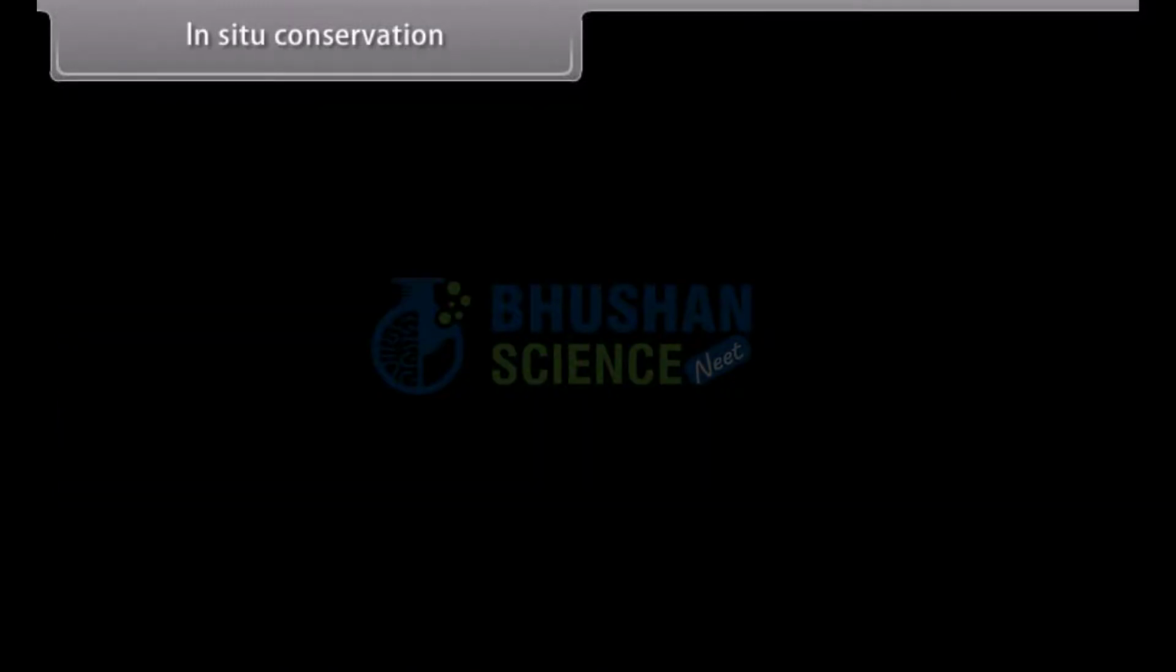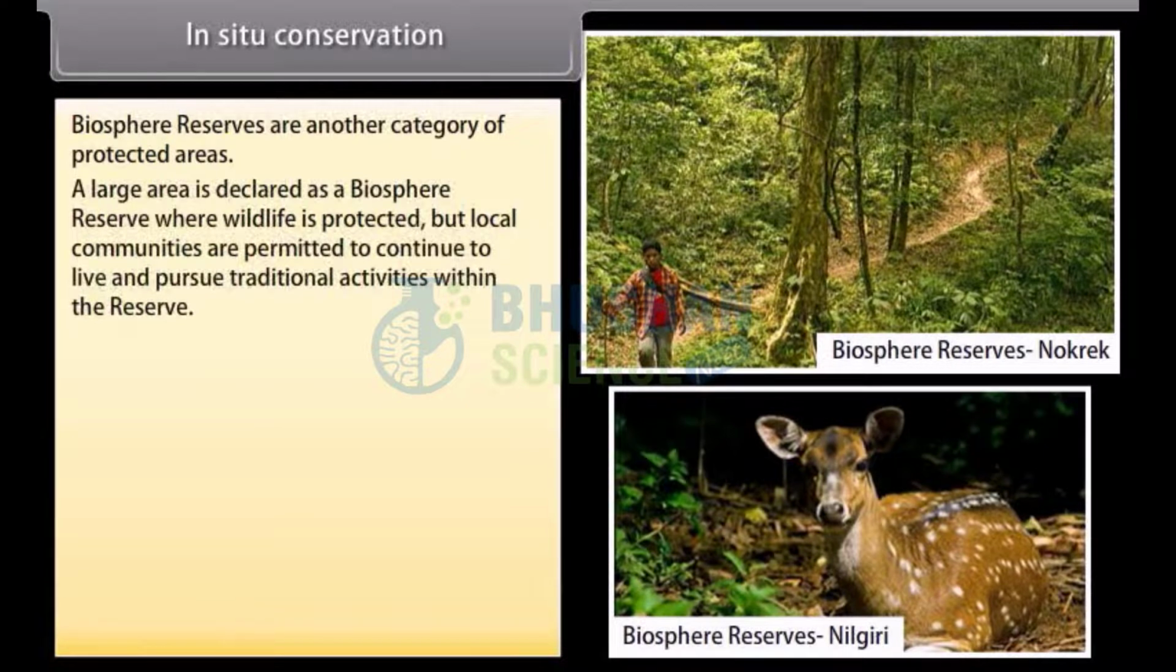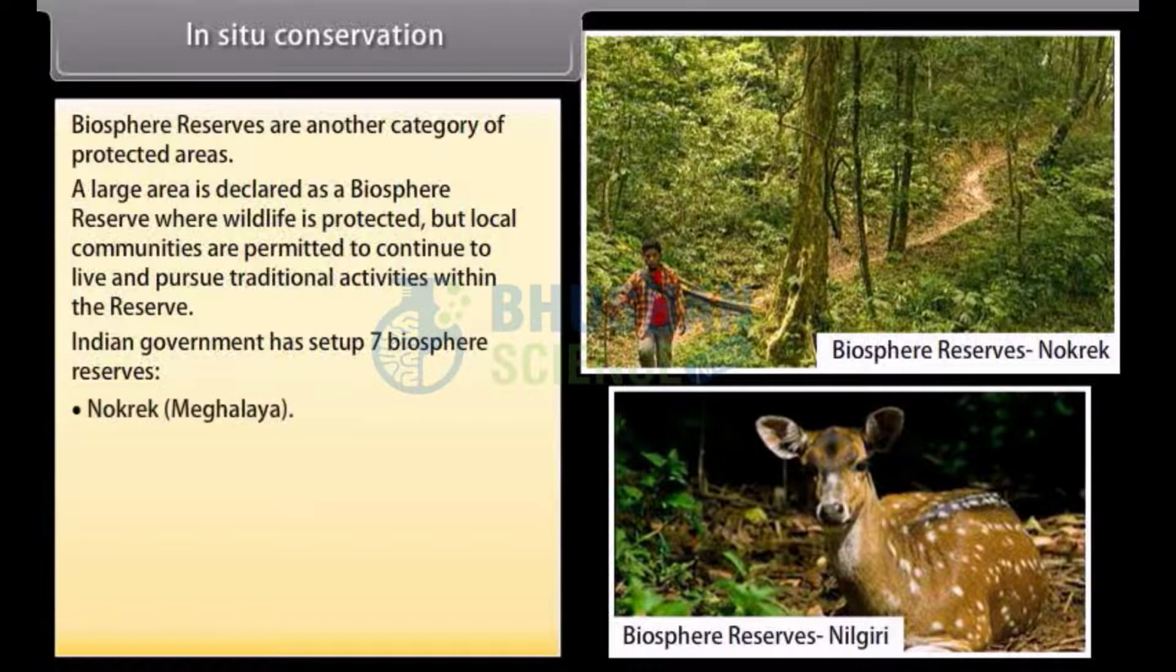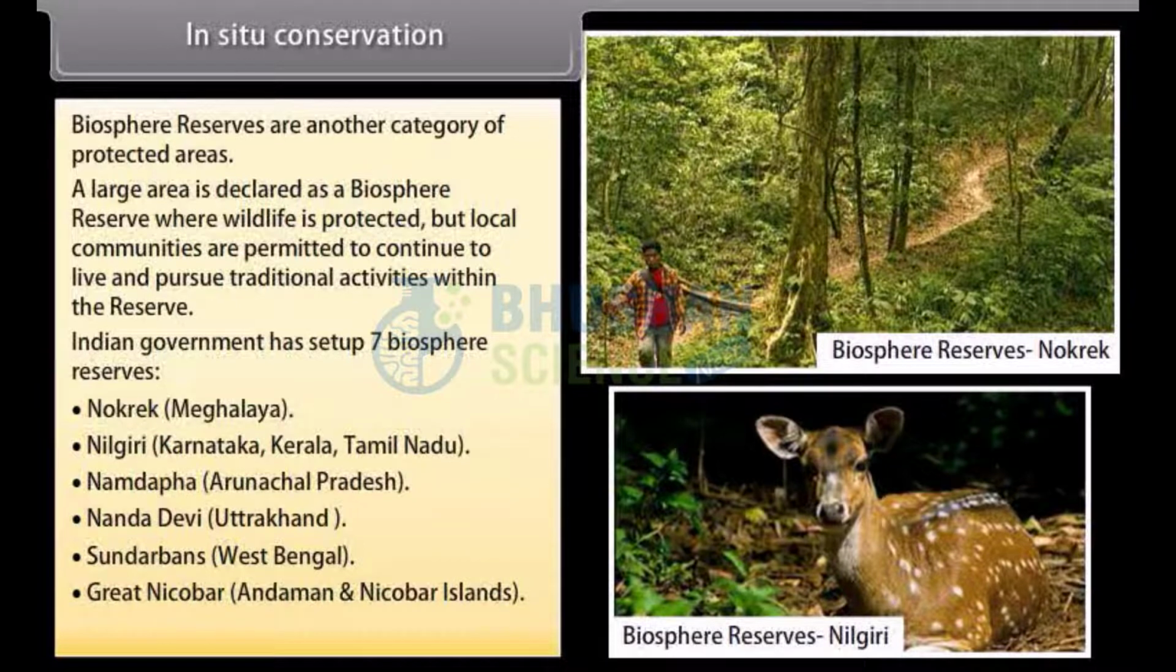In-situ conservation. Biosphere reserves are another category of protected areas. A large area is declared as a biosphere reserve where wildlife is protected, but local communities are permitted to continue to live and pursue traditional activities within the reserve. The Indian government has set up 7 biosphere reserves: Nokrek, Nilgiri, Namdapha, Nanda Devi, Sundarbans, Great Nicobar, and Gulf of Mannar.